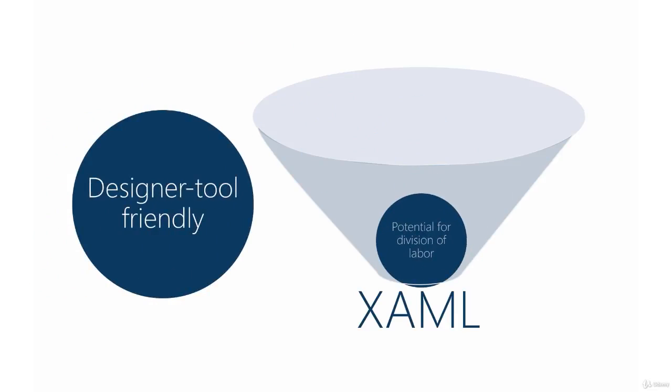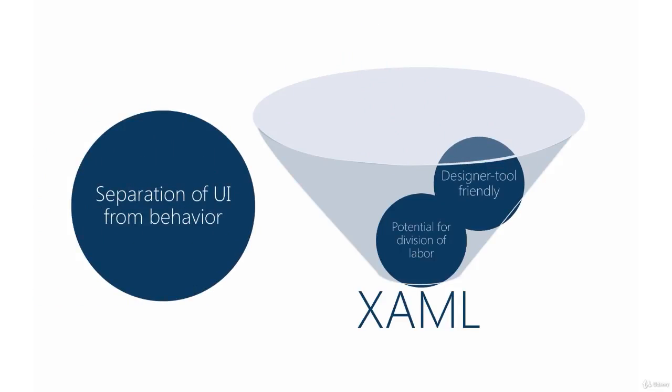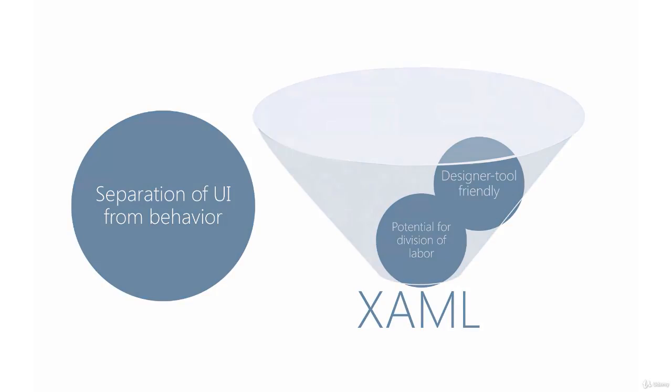Second is, XAML tends to be very tool-friendly. So it's possible to use a design tool to do a lot of the UI work for you. You've probably seen tools that work like this, where you have a design surface and a toolbox full of controls where you can drag controls from the toolbox onto your design surface. And there's a nice properties editor where you can set properties all in a nice graphical user interface without ever directly editing any of the underlying markup. And finally, we get a really clean separation of our UI from our behavior.